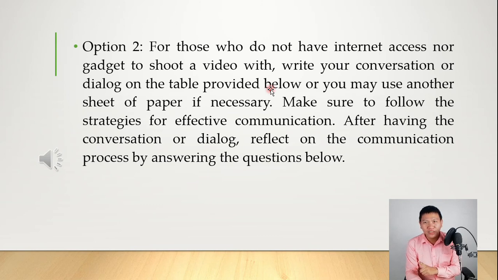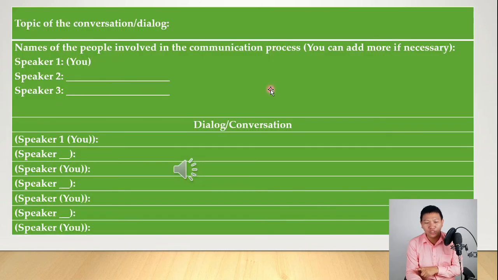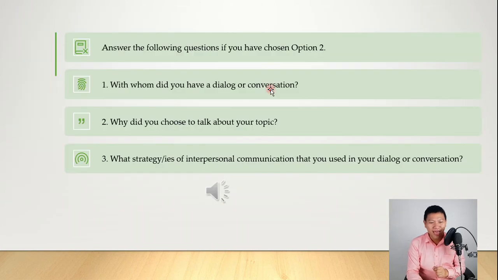After having the conversation or dialogue, reflect on the communication process by answering the questions below. So use this format in writing. So names of the people involved, speaker 1, speaker 2, and then your dialogue and conversation lines. So just have to write it. And answer the following questions. With whom did you have a dialogue or conversation? Why did you choose to talk about your topic? And what strategies of interpersonal communication that you use in your dialogue or conversation?